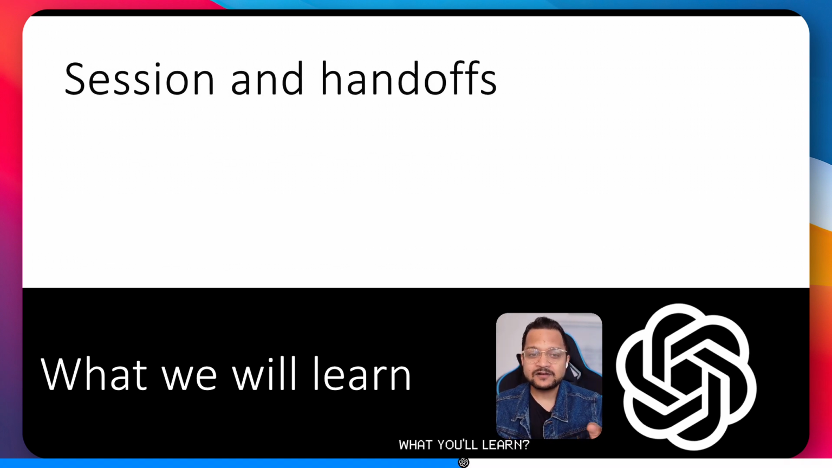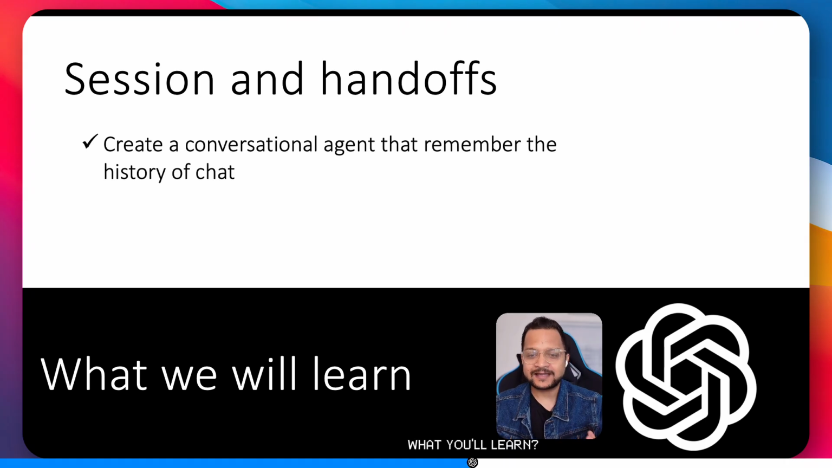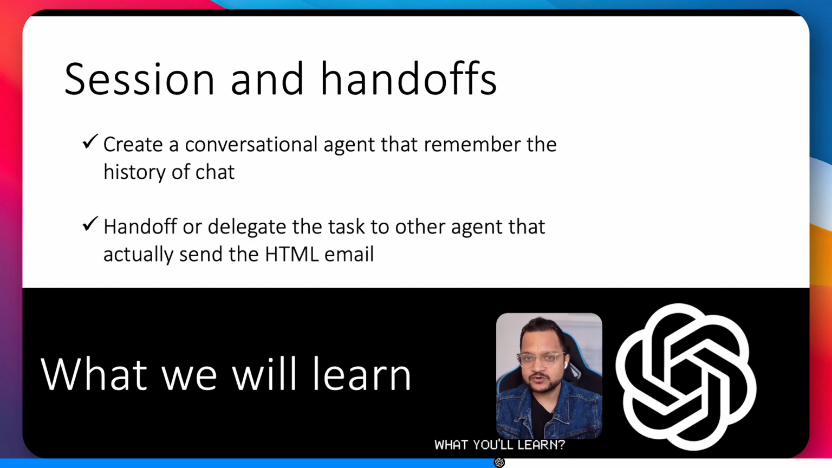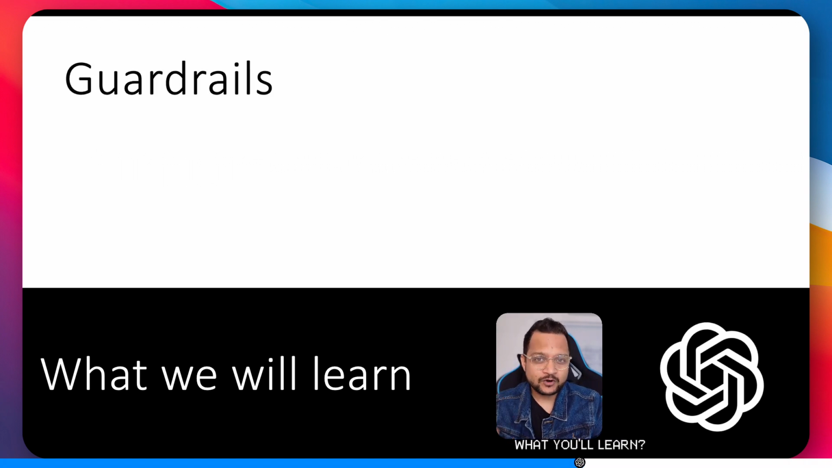After that, we will take a look at sessions, like having a conversation where the agent remembers the chat history, and handoffs. I told you handoffs is delegating tasks from one agent to another agent. So in our case, we will have an email agent, but at last, once the email is ready, we will hand off the email to the email sender agent, which is only responsible for sending the email. Then the most important feature, which we are going to see, guardrails.